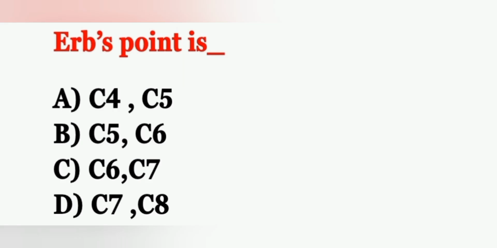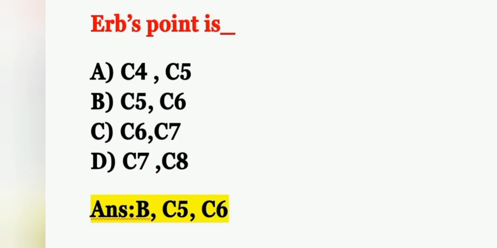Uppsc point is: option A, C4 C5; option B, C5 C6; option C, C6 C7; option D, C7 C8. Uppsc point is option B, at C5 and C6.